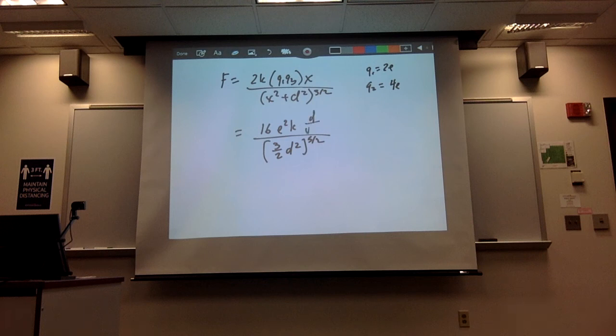X is D over square root of 2. I might as well just plug in the numbers like that. You can do it that way, so we don't have to worry about reducing everything so much. So you can just plug it in that way if you want to, but yeah, so this is your maximum amount.